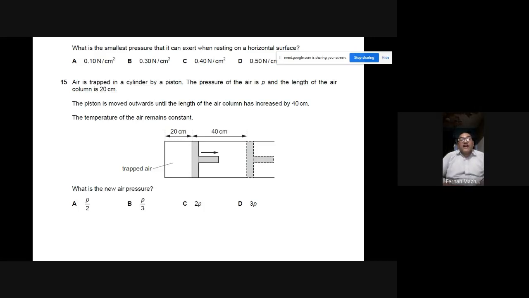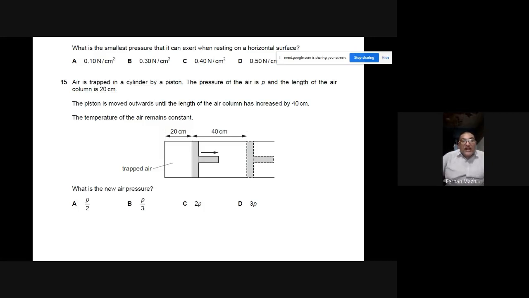In the place of V1, volume 1, I can write cross-sectional area multiplied by length 1. And in the place of V2, the volume of the air in the second situation, that can be written as cross-sectional area multiplied by length 2. So the formula becomes P1 V1 equals P2 V2. P1 multiplied by A multiplied by L1 equals P2 multiplied by A multiplied by L2. Because on both sides of the equation area is the same, area and area will cancel each other. So we will have P1 L1 equals P2 L2.